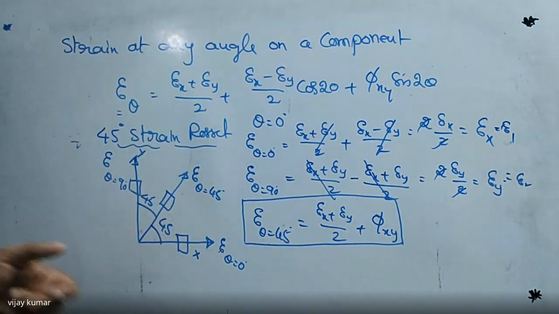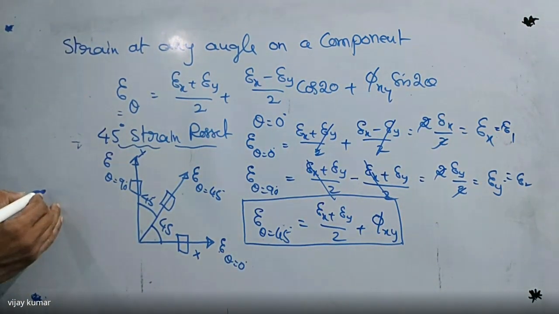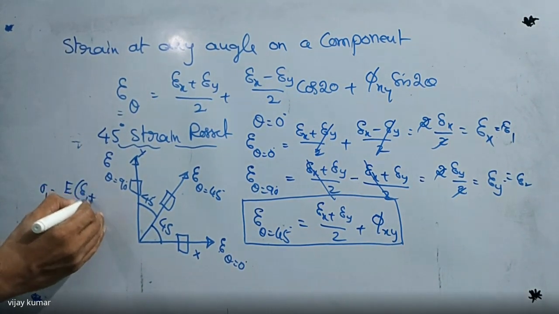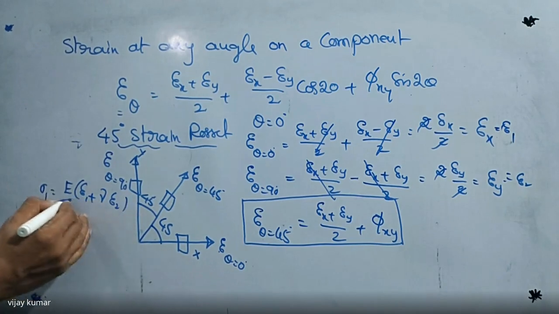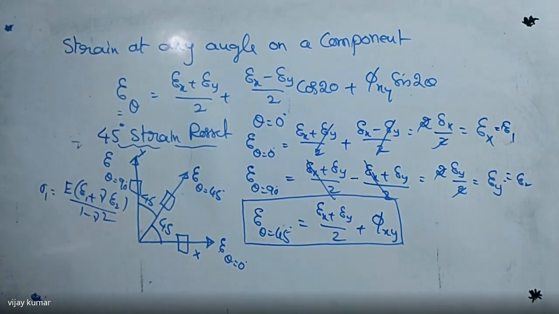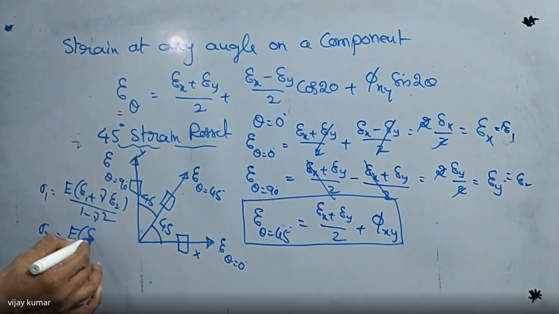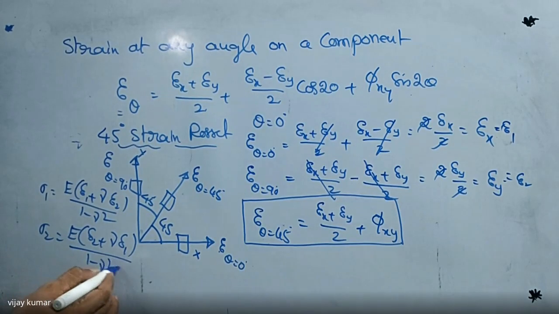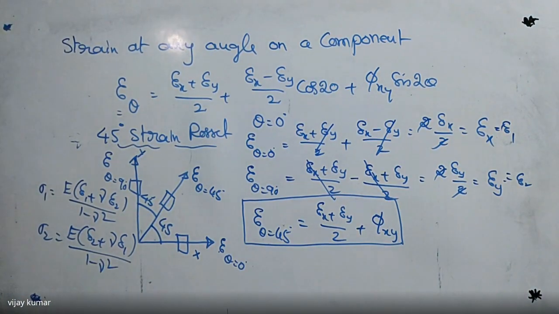in the two formulas. What are the formulas here? Sigma 1 is equal to E into epsilon 1 plus Poisson ratio into epsilon 2 divided by 1 minus Poisson ratio whole square. And sigma 2 is equal to E into epsilon 2 plus Poisson ratio into epsilon 1 divided by 1 minus Poisson ratio whole square. Did you get it?